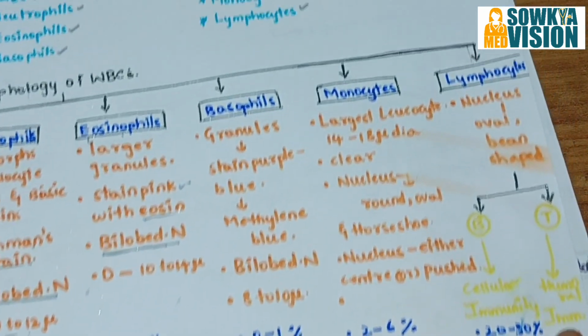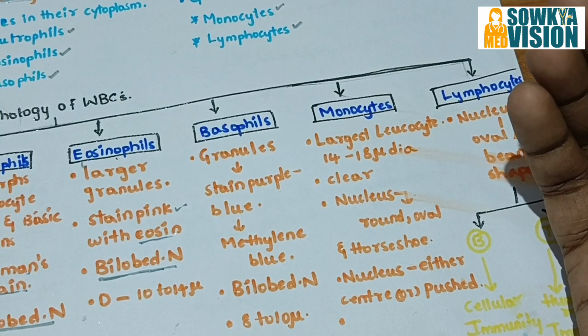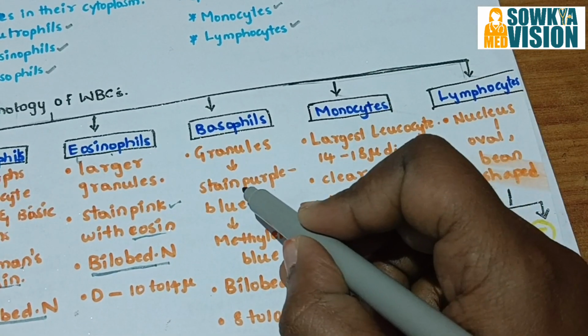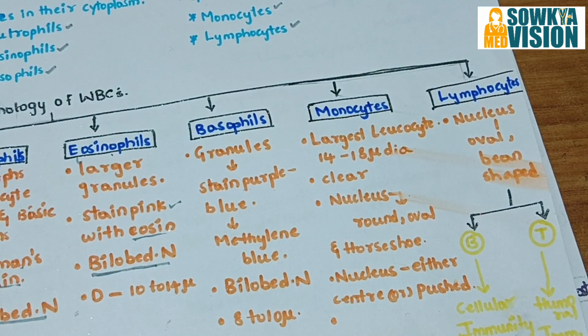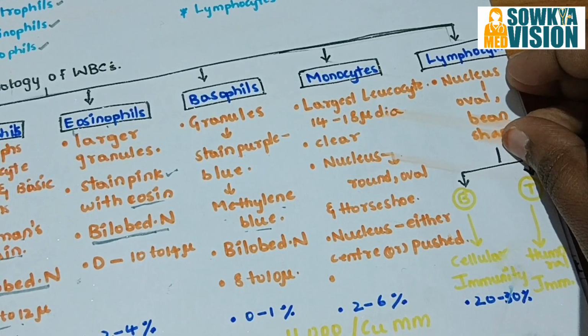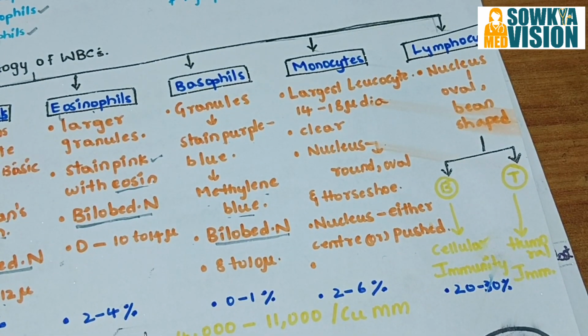Bilobed nucleus. Let's see basophil. The basophil is also a granulocyte. The granules present in the cytoplasm of the cell stain purple blue color. It is a basic dye, so it stains with methylene blue. The nucleus of the basophil is also bilobed. The nucleus of the eosinophil and also the basophil are bilobed.